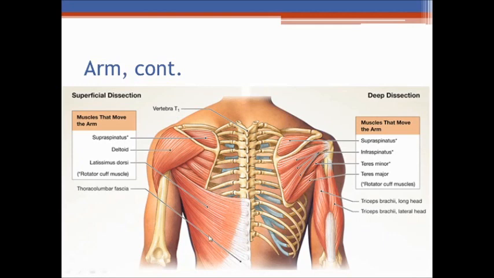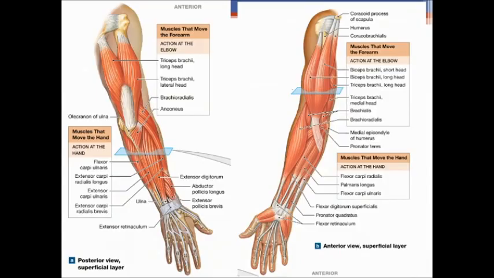We can also see latissimus dorsi here. It's one of our biggest muscles of our back. It comes up and inserts into the head of the humerus. And we have some more muscles of the arm. So you can see the triceps again. This is the posterior view.